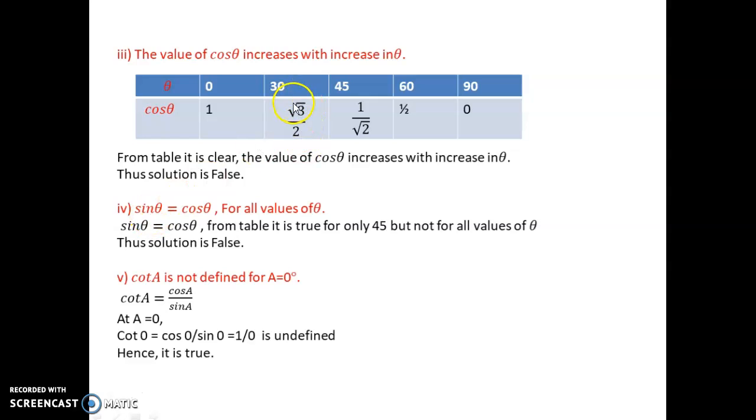By comparing the same table, we need to check whether sin theta is equal to cos theta for all values of theta. But from the table, it is clear that sin theta equals cos theta is only applicable for 45 degrees, but not for all values. So this statement is false. Cot A is not defined at A equal to 0 degrees. We know that cot A is cos A by sin A, putting 0 in place of A. So cot 0 is cos 0 by sin 0, and cos 0 is 1 and sin 0 is 0, which is undefined or infinity. Hence this statement is true.